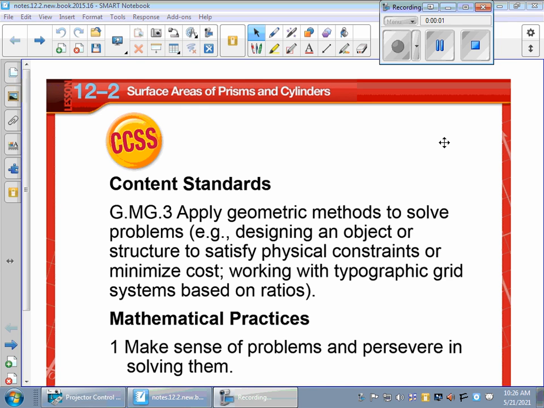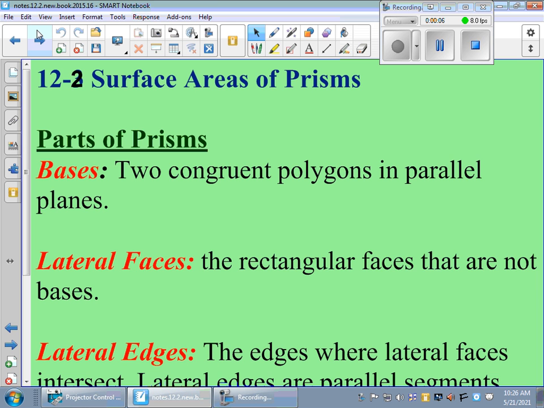All right, folks, moving on to section 12.2. Having problems with recording again, so we're going to have to break this video in half. What we're looking at is finding the surface area of prisms.